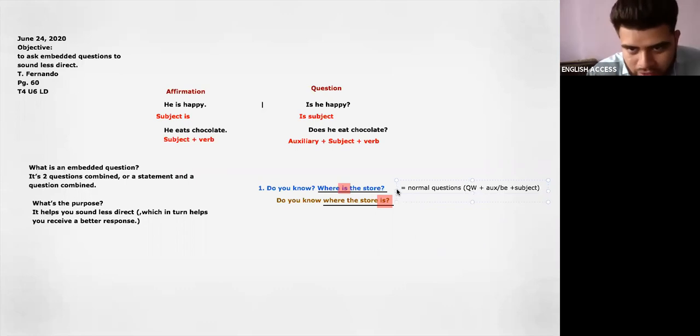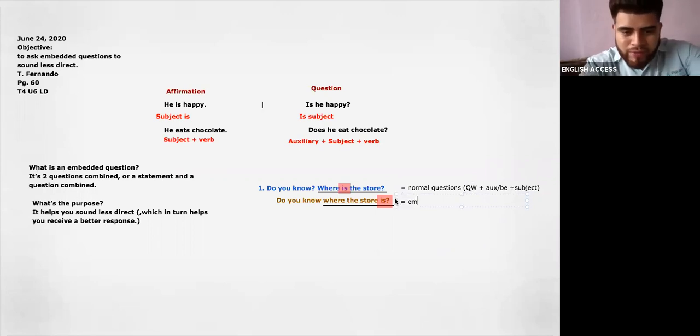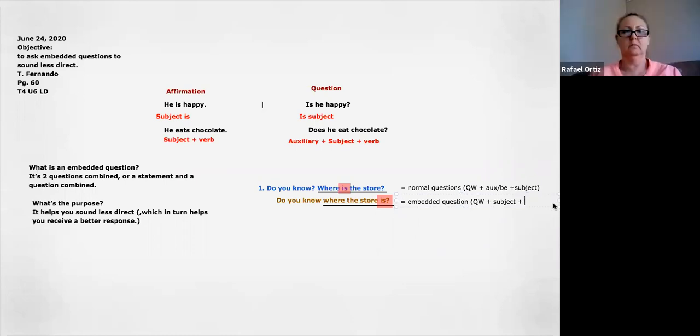And in the other type of question, which is not a normal question, the embedded question, this is kind of like question word plus subject and then the verb. Let me give you another example.